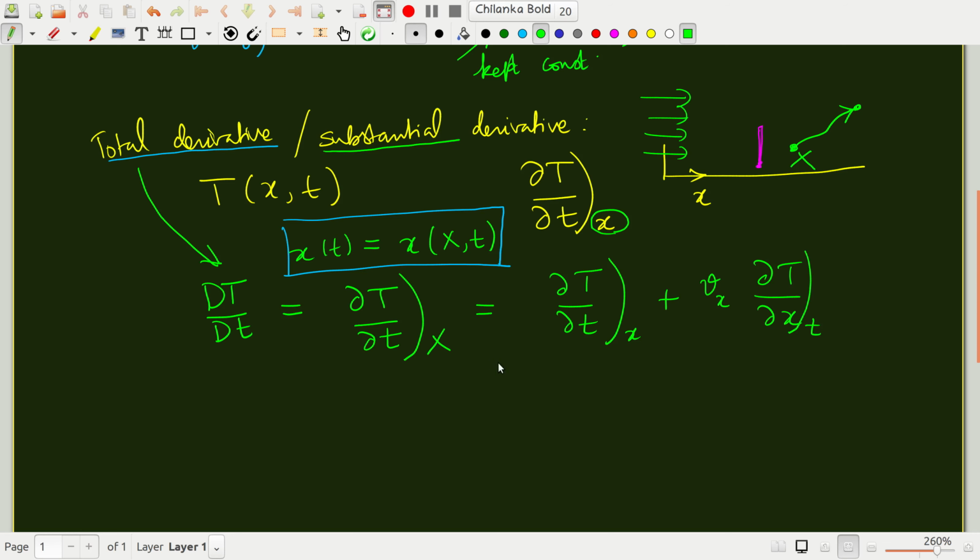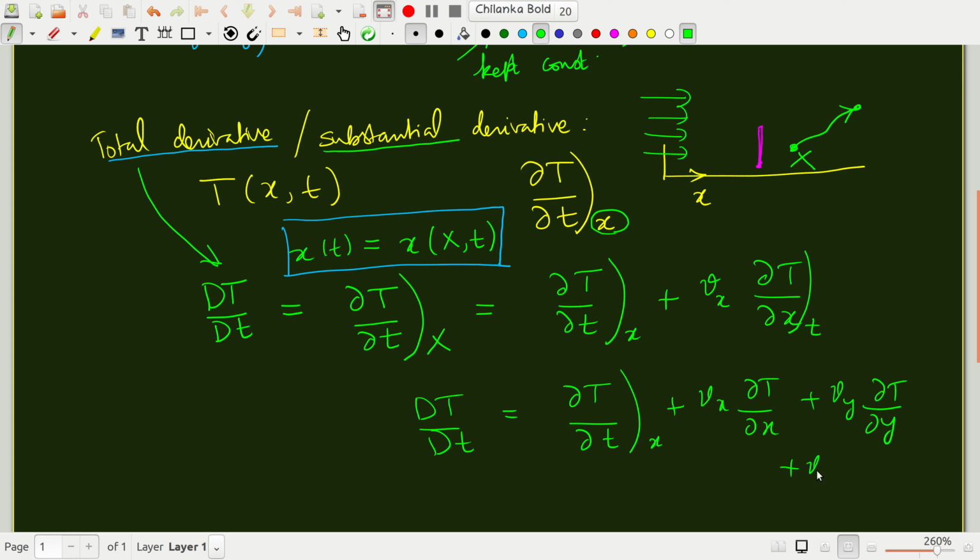Now this can also be generalized to higher dimensions. So the substantial derivative of T in 3 dimensions is nothing but partial T partial time at constant x plus Vx partial T partial x plus Vy partial T partial y plus Vz partial T partial z. Here, when I say Vx partial T partial x, the other variables are kept constant, namely y, z and time. Similarly here x, z and time, and here x, y and time. I'm not writing it down for the sake of brevity.